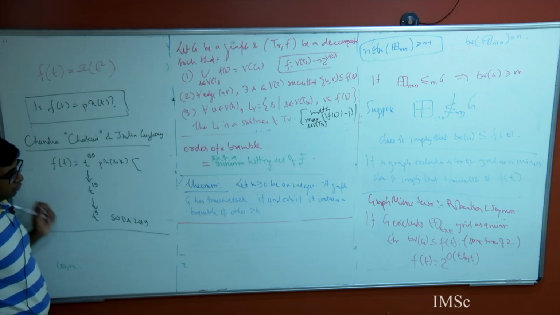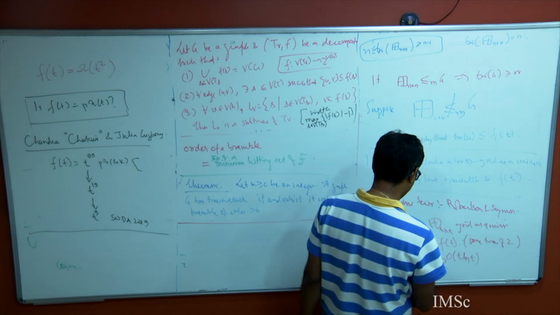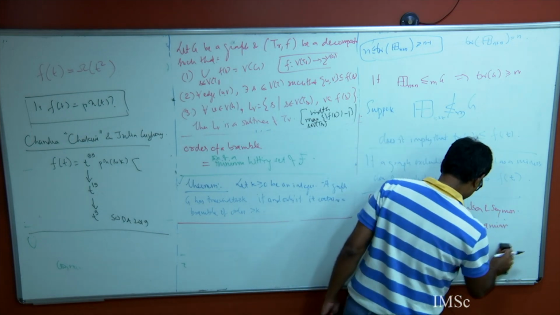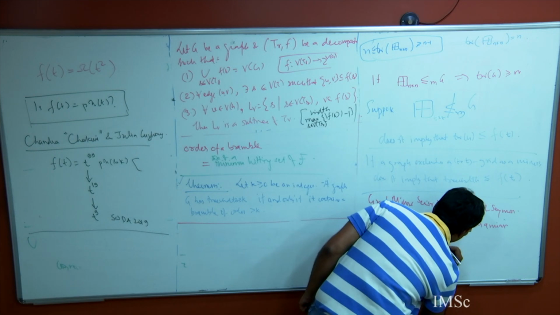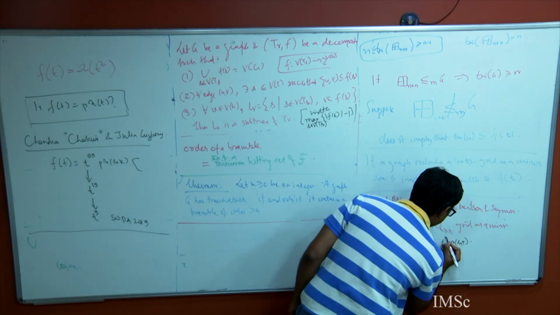So what do we know now? If G excludes a t times t grid as a minor, then the tree width of G is t to the power 9 times some polylog t. This is what we know. This is our current knowledge.